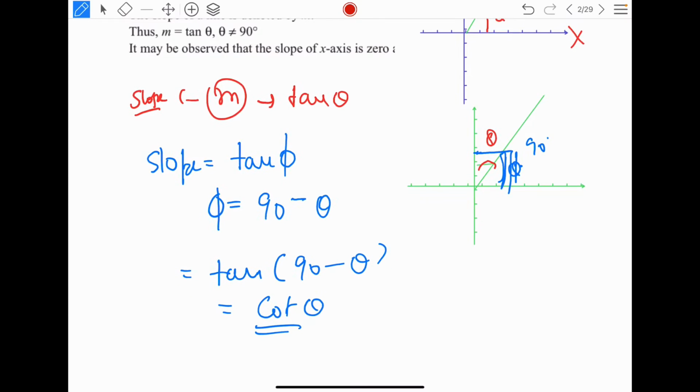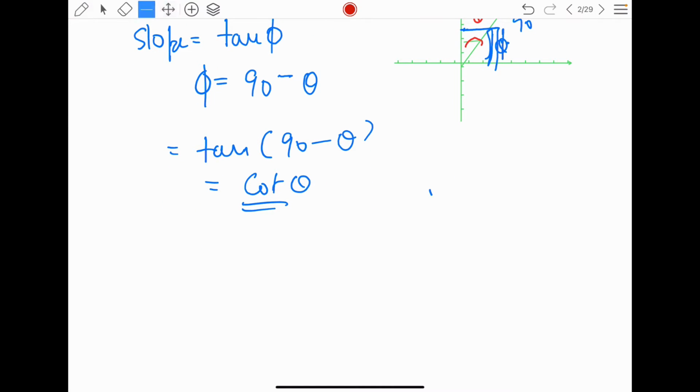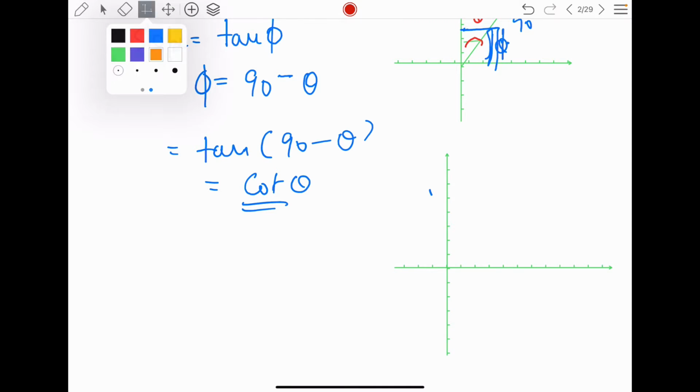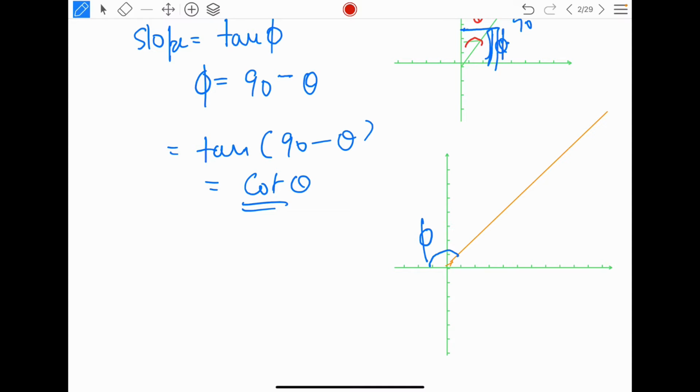Let's take another case, because I'll be covering all the basics that you need for this chapter. Now suppose here, just a second, I have to select the line part. Yes, I have this line. Now this line is making an angle of phi here, and I have to find the slope.